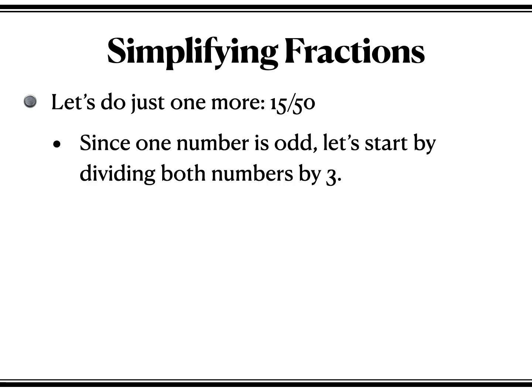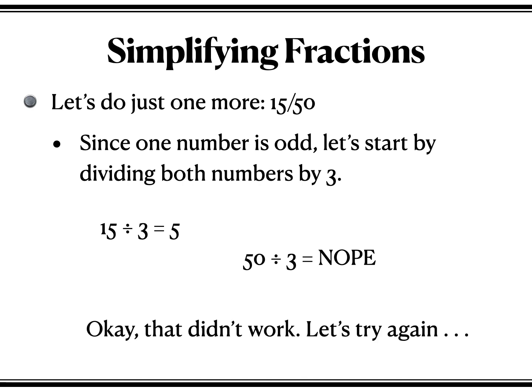Great. So let's do just one more. 15 over 50. Since one number is odd, why don't we start by dividing both by 3 and see if that works? 15 divided by 3 gives us 5, and 50 divided by 3 gives us no. We end up with a decimal here, and you need a whole number. You can't have any kind of decimal happening. So 50 does not divide evenly by 3. That didn't work. Let's try with a different number.